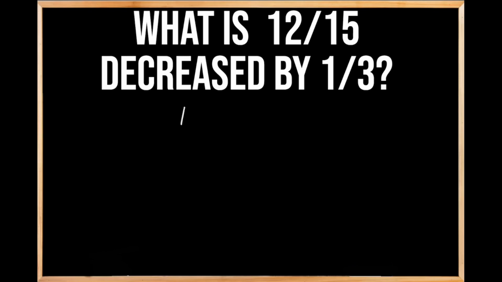So we have 12/15 minus 1/3. Now, since these fractions have different denominators, we can't actually subtract these fractions yet. So our first step is going to be to rewrite these fractions with a common denominator. And a common multiple of both 15 and 3 is 15.